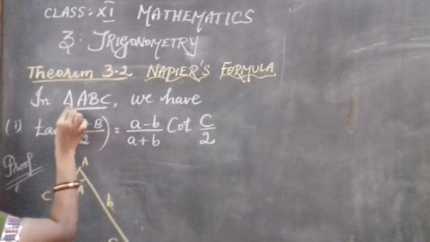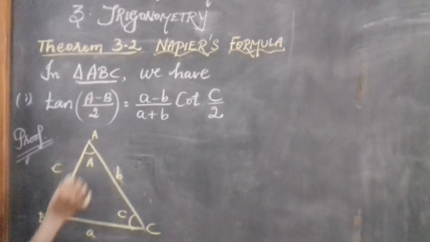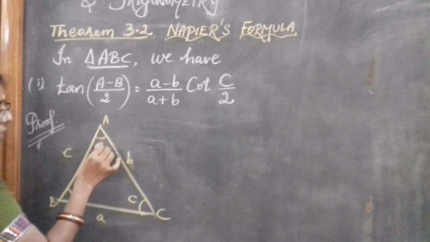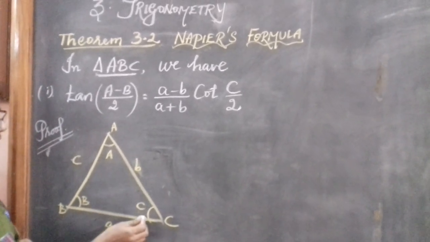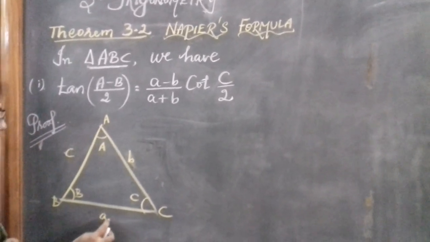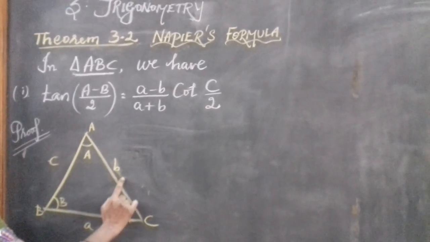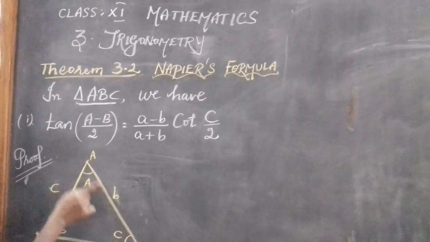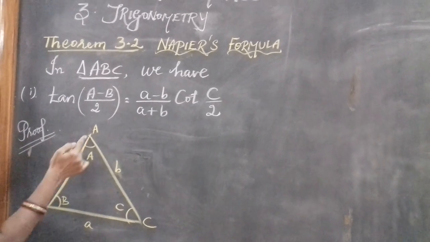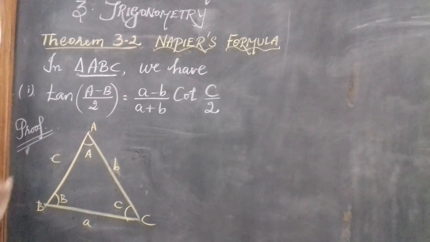It is given in the triangle ABC. So draw a triangle ABC. Name the vertices as A, B and C, and the angles also as A, B and C. Mention the sides: opposite to the vertex A, name it as small a, that is the length of BC is a. Opposite to the vertex B is the length, assume it as b, the length AC is b. Similarly, opposite to the vertex C, assume it as c, that is the length of AB is small c.